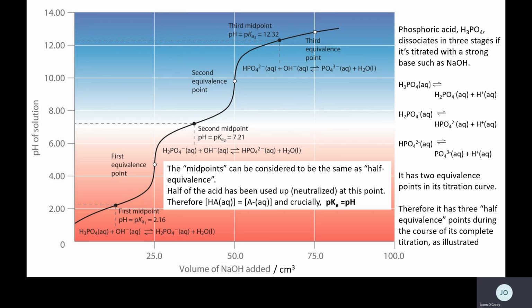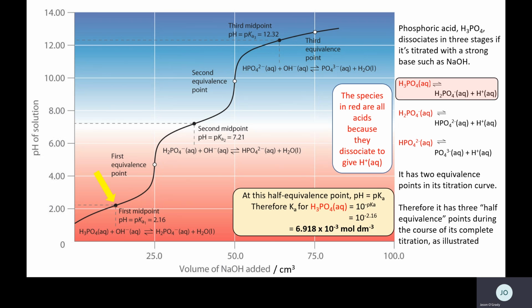At those midpoints, half of the acid species that's being neutralized has been used up. So at each of those 3 points, the concentration of the acid species that's reacting is equal to the concentration of the conjugate base. And this means that pKa equals pH.